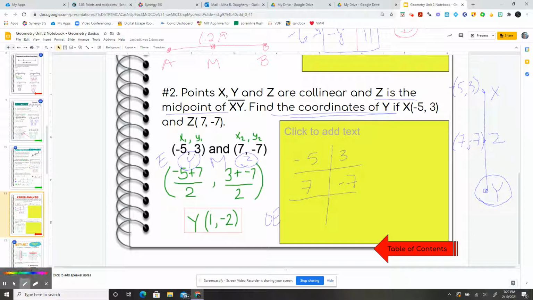So again, we need to do our pattern, -5 to 7. So -5 to 0 is 5, and then 7 more is going to be 12. This is going to be plus 12. So if I add 12 more, I'm going to get 19. And then 3 to -7, 3 to 0 is 3. And then I've got to go 7 more. So this is -10, and then -10. So -17. And that's it, guys.